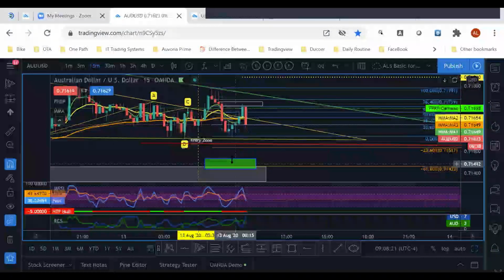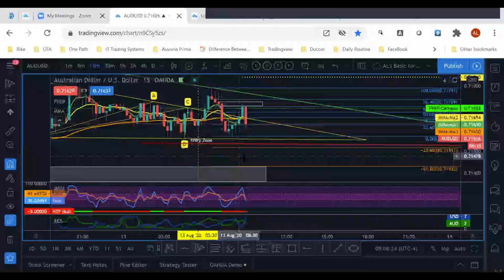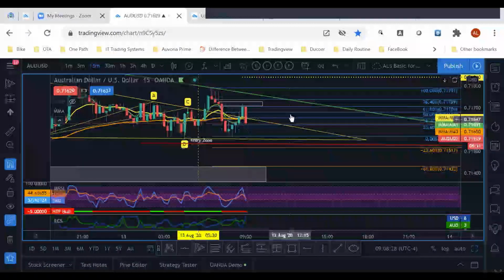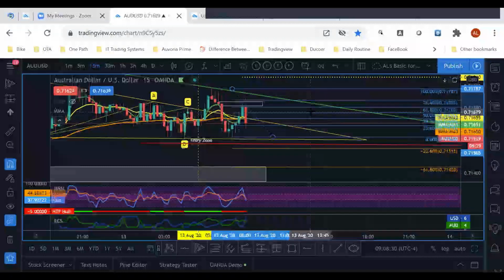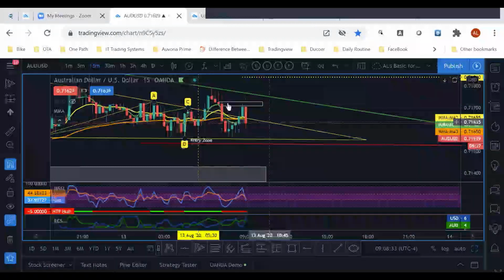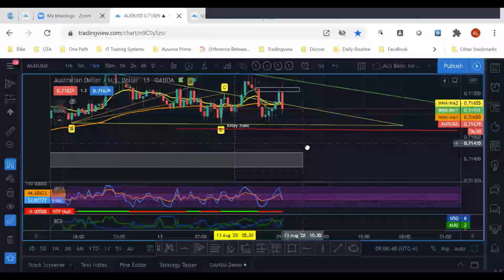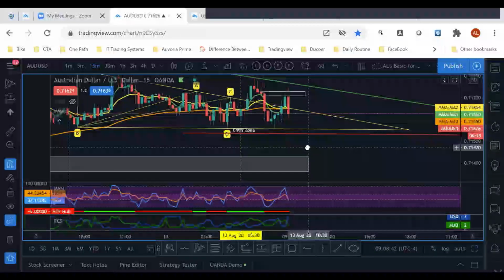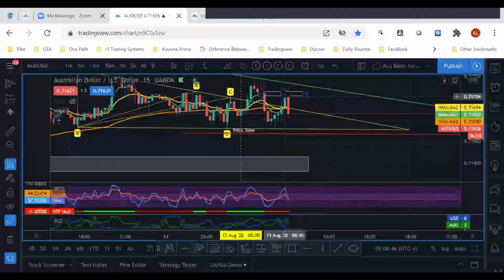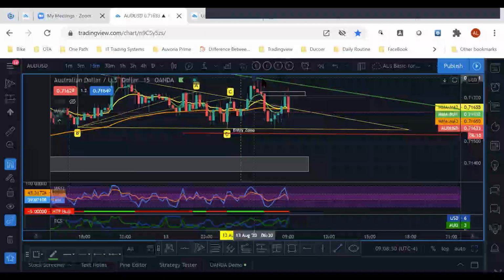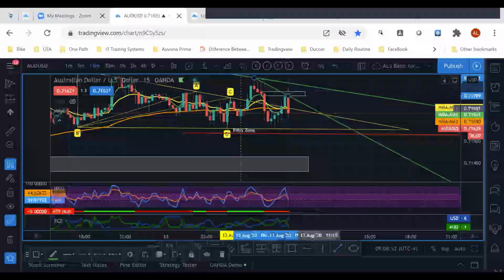Let me take this off. Turn my fib lines off. I can take this off. I did respect this area right here. We're having a little bit of a trend following right along the tops of this thing. From here to here, starting to form a little trend line.